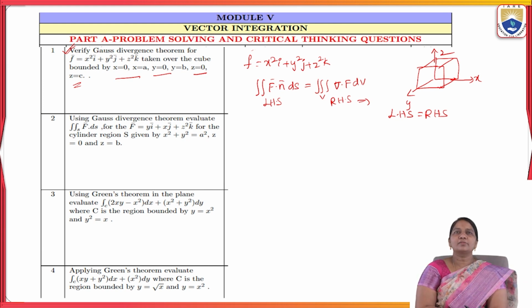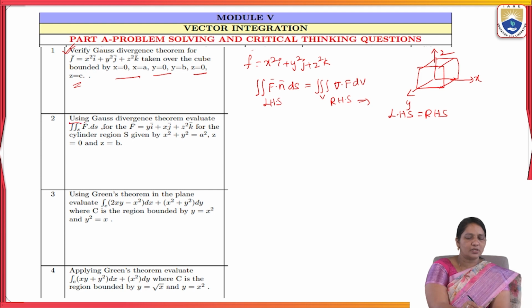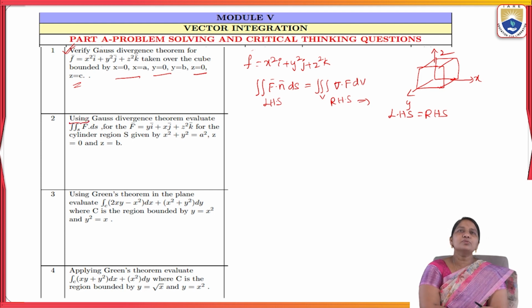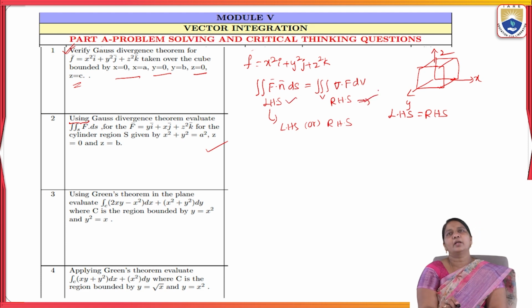If they are asking like in the second question, you can observe the second question here. If they are asking using Gauss divergence theorem, it means you can calculate the LHS part or the RHS part. Any one we can calculate to get the solution here. But if they are asking to verify, we should calculate both the LHS part and the RHS part.